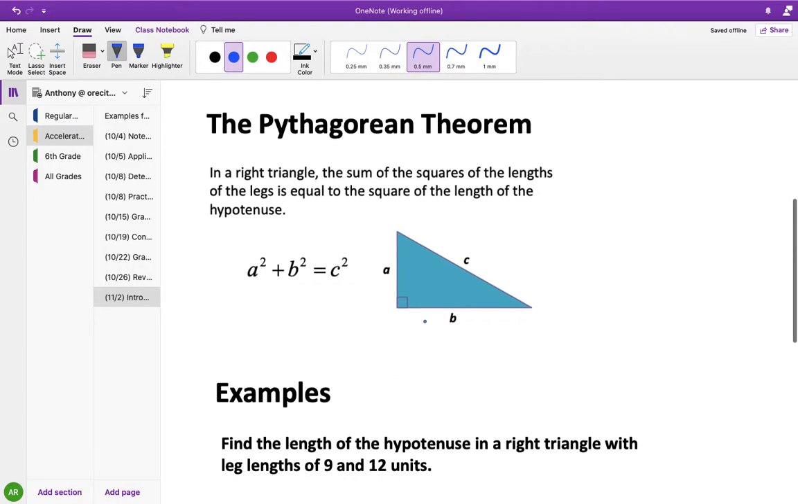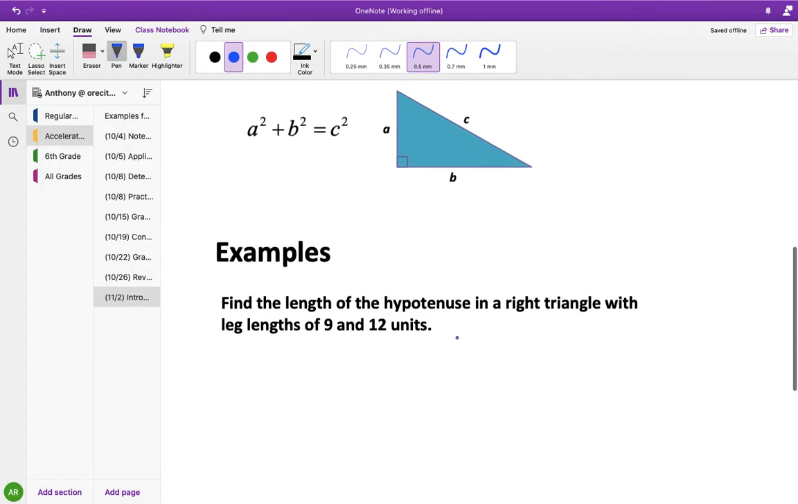All right, the Pythagorean theorem. In a right triangle, the sum of the squares of the lengths of the legs is equal to the square of the length of the hypotenuse. So basically that means if we take A and square it, and then add it to B after we square it, that will be equal to whatever C squared is. Right? At this point, we can use basic math to determine any of the missing sides. Once again, if you have to pause, write that down, do so. I'm going to go ahead and jump into examples.